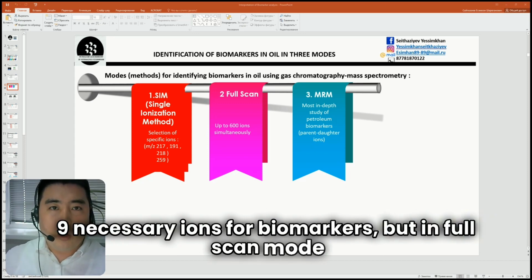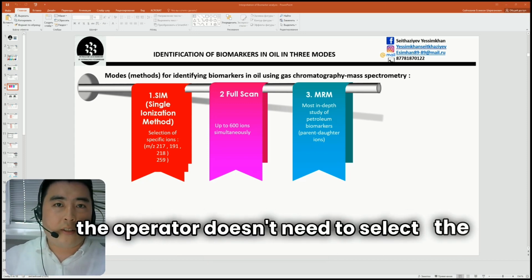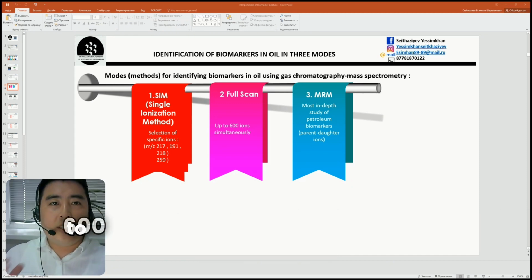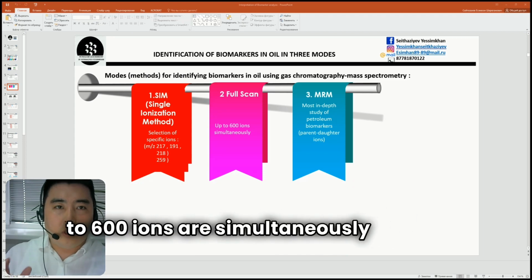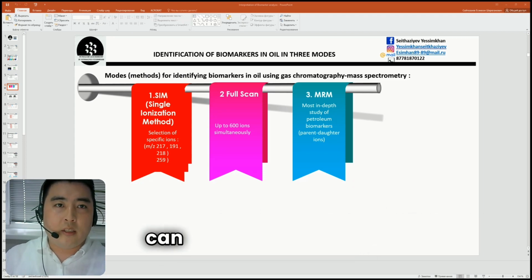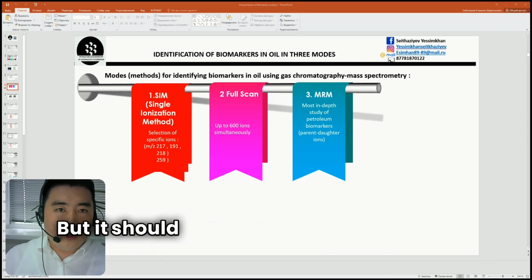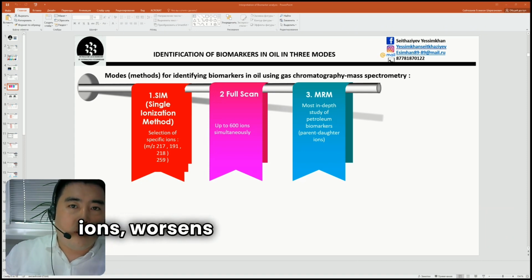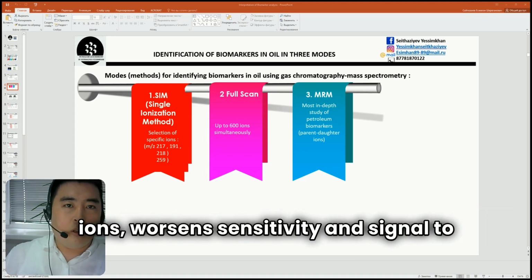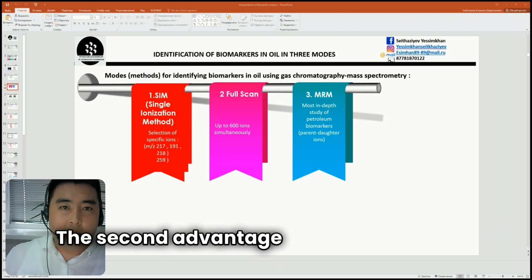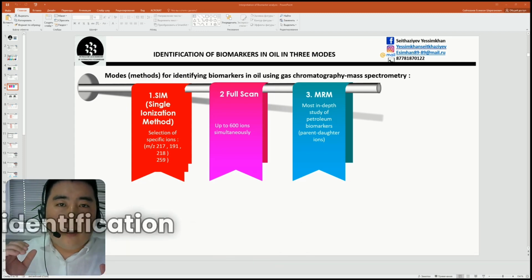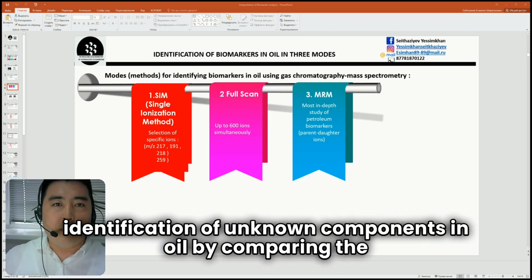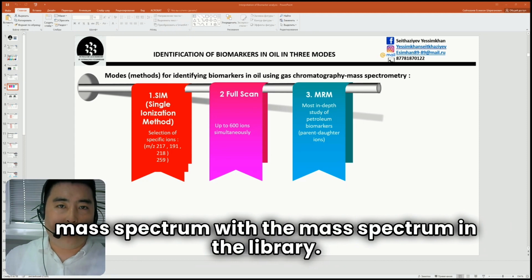But in full scan mode, the operator doesn't need to select the desired ions when creating the method, because in this mode, up to 600 ions are simultaneously captured, and the operator can select the ions later. But it should be noted that such simultaneous fixation of ions worsens the sensitivity and the signal-to-noise ratio. The second advantage of full scan mode is the identification of unknown components in oil by comparing the mass spectrum with the mass spectra in the library.